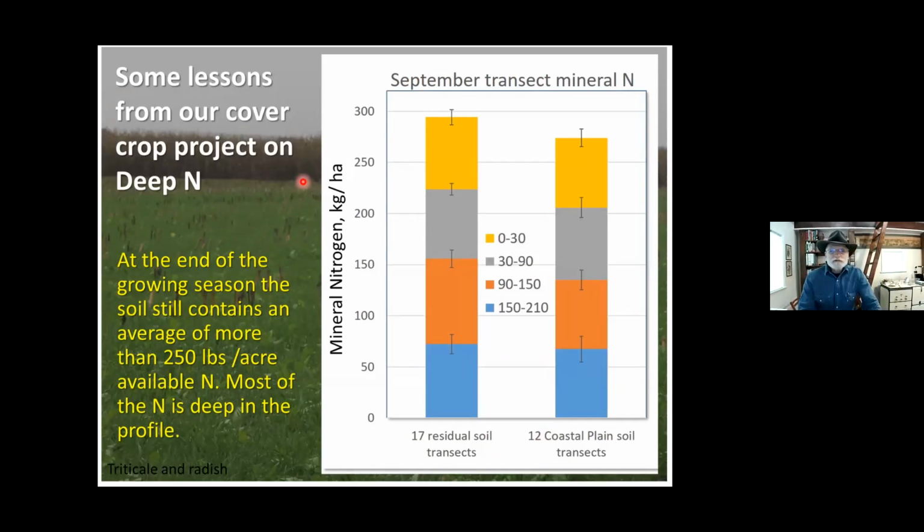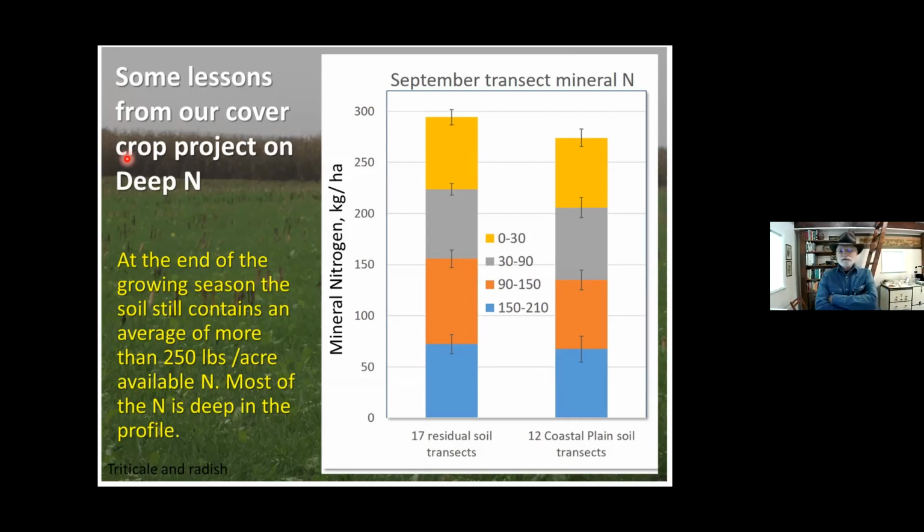Some of the lessons that we learned from a project that we did for a number of years, which earned Sarah Hirsch. A lot of you may know Sarah Hirsch. She's now in extension on the lower shore. And she got her PhD over a period of years working really hard on this unique project in which we were investigating the deep soil layers. We went down to about 7 feet, a little more than 2 meters. And everywhere we went, we found nitrogen.